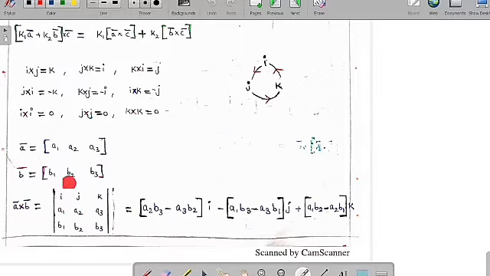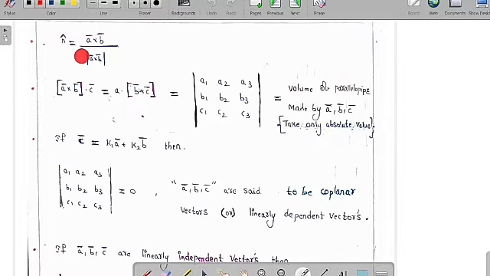So find the determinant of this matrix, and we get the resultant vector called A bar cross B bar, which is I into (A2 B3 minus A3 B2) minus J into (A1 B3 minus A3 B1) plus K into (A1 B2 minus A2 B1). Like this we get the overall cross product of the two vectors A bar cross B bar. Now I want to find the unit vector of this cross product, which is n cap equal to A bar cross B bar divided by the magnitude of A bar cross B bar.